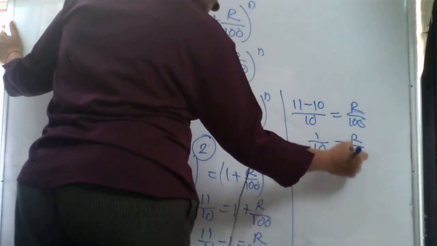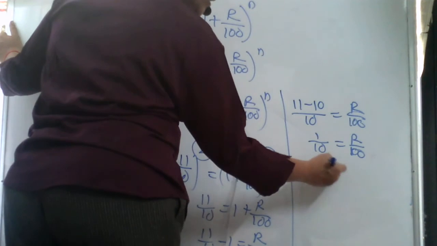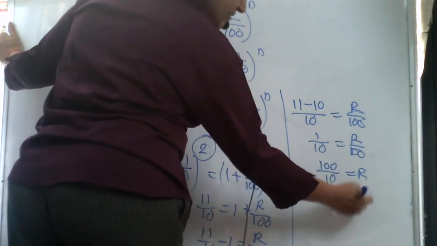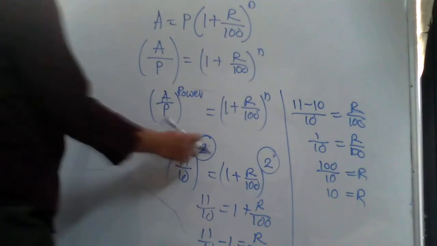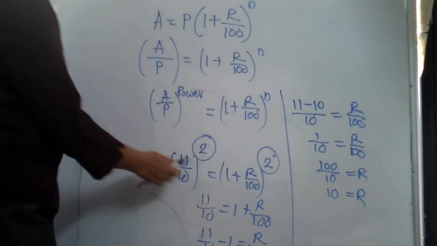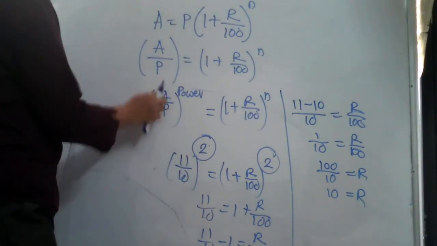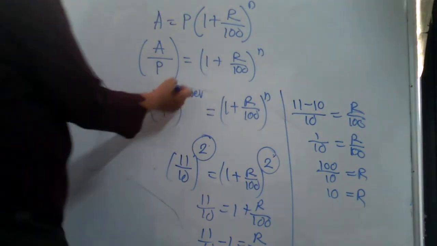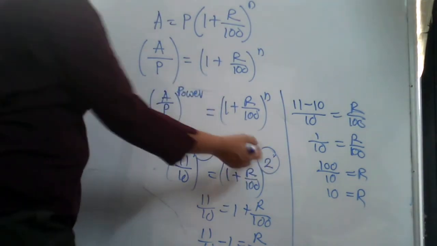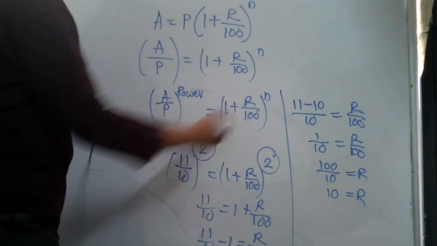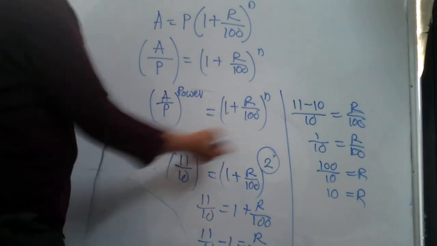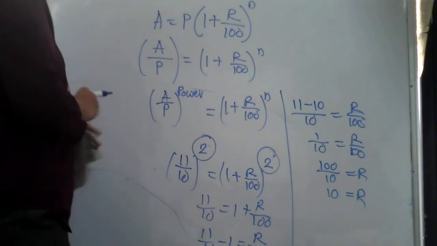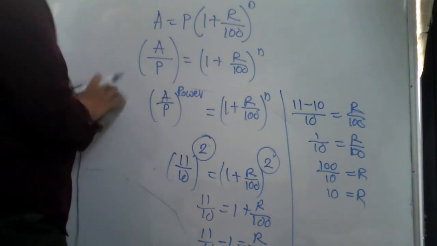If I keep only r on this side, what will happen? 100 will come to the numerator upon 10. So r will be 10. So the rate of interest will be 10. So what you have to focus on is that the amount divided by principal should come in such terms that its power should be equal to n. So you will be able to equate it. As the exponents are equal, the bases will be equated and you get the rate of interest.